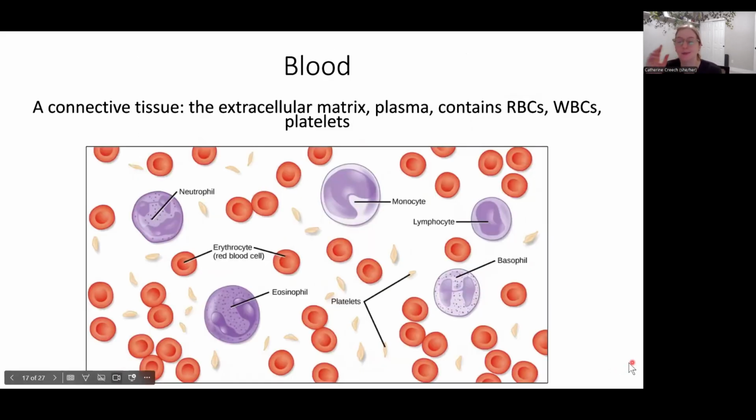What is blood? And we're talking about blood in mammals now. So blood itself is classified as a connective tissue. It's a connective tissue because it has cells in a matrix. The matrix here is plasma, and the cells are red blood cells, white blood cells, and platelets.